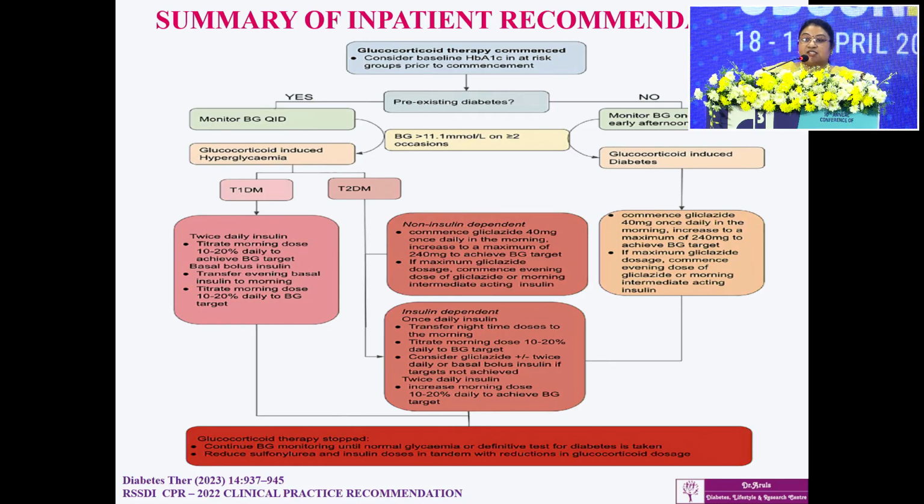Type 2 diabetic patients not on insulin, start with gliclazide, as I've already told you. If they are on insulin, up-titrate the insulin. If they are on OD, you can make it BD also. But if the patient is not a pre-existing diabetic, do a blood sugar at least once daily. And if glucocorticoid-induced diabetes occurs, then start them on OHA first. If needed, you can add an intermediate-acting insulin in the morning too. Also keep tapering these OHAs and insulin as you taper the steroid doses. Even after stopping the steroids, you should monitor their blood sugar values for at least 6 months.